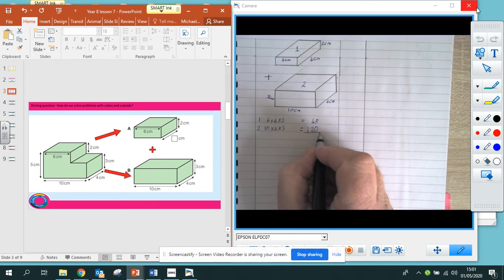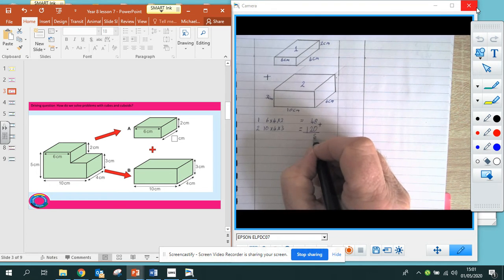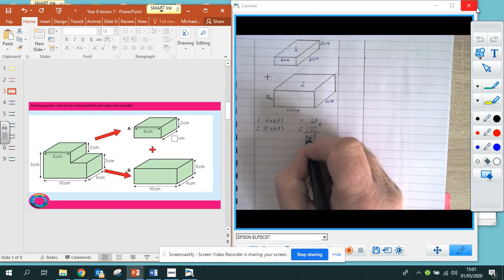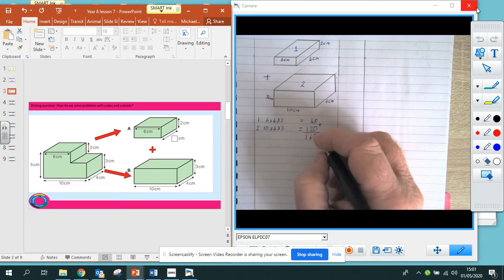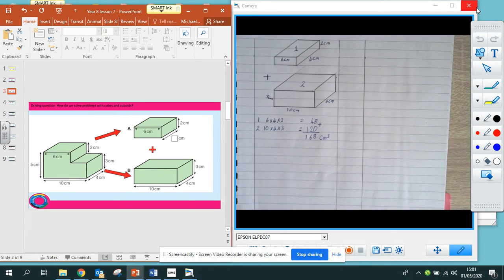If I add those two numbers together, I get 168 cubic centimeters. Remember, if the length measurements are in centimeters, the volume measurement is in cubic centimeters.